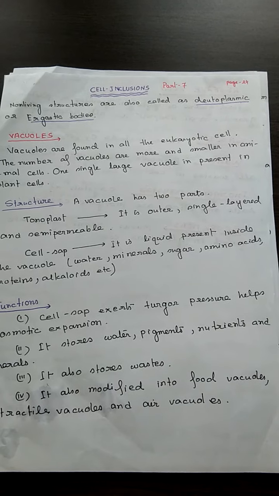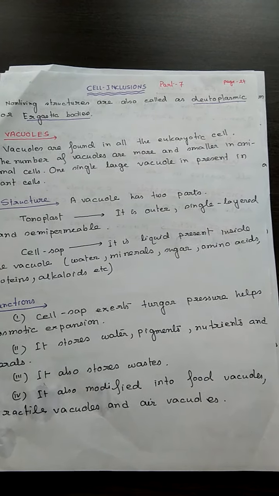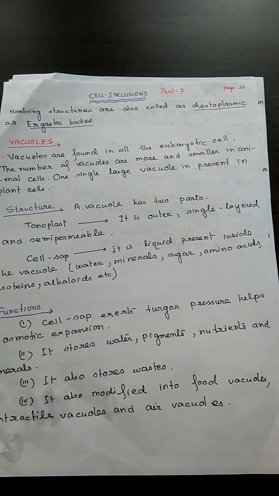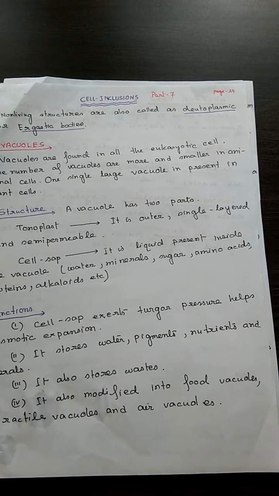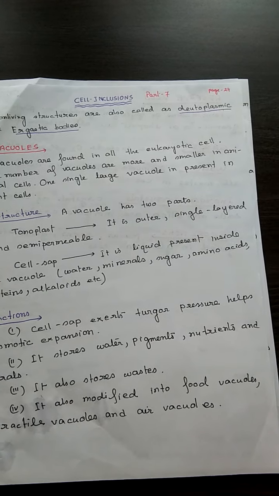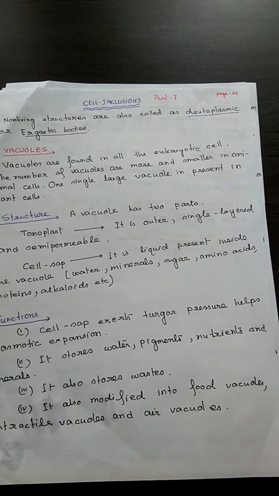And the next one is contractile vacuoles. These are found in freshwater protozoans, just like amoeba, and help in osmoregulation. Gas or air vacuoles, or you can say the pseudovacuoles, are found in cyanobacteria, that is blue-green algae, and photosynthetic bacteria, and provide buoyancy or upward thrust.